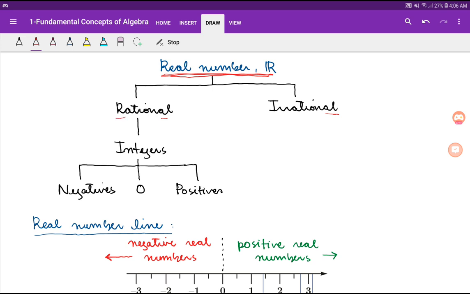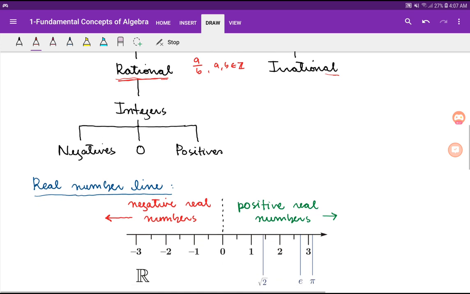But below rational numbers, if we remember, a rational number has the form of A divided by B, where A and B are integers. So rational numbers consist of integers, and integers consist of three things: negative numbers, positive numbers, and zero. So this is the real number system that we are going to use throughout the course of algebra for matriculation.